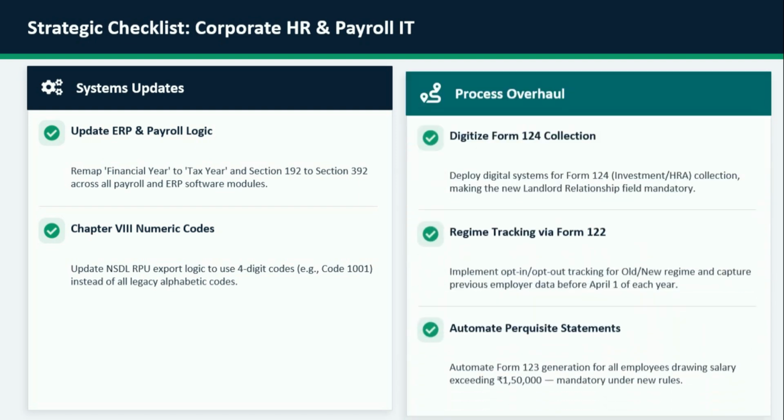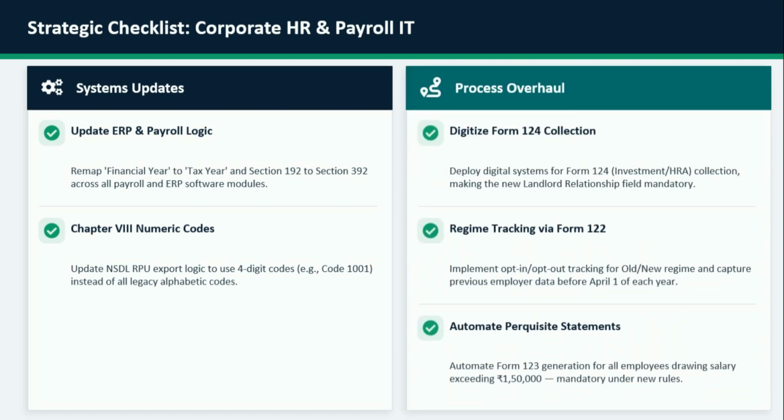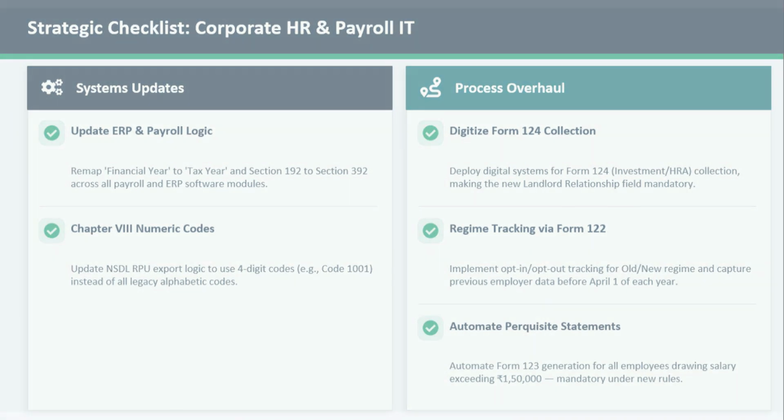The second focus area is process overhaul. This includes digitizing Form 124 workflows for investment and HRA declarations, along with mandatory landlord disclosures. Companies must also track employee regime selection under Form 122, including prior employer salary and TDS details. Another critical area is perquisite automation, requiring systems to generate Form 123 for employees crossing the threshold. Overall, Form 138 adoption will require a coordinated transformation across payroll systems, HR processes, and compliance reporting.